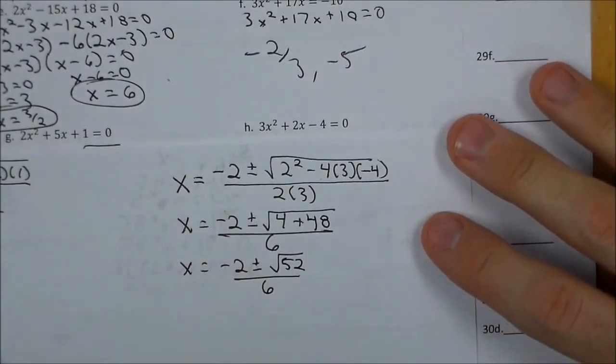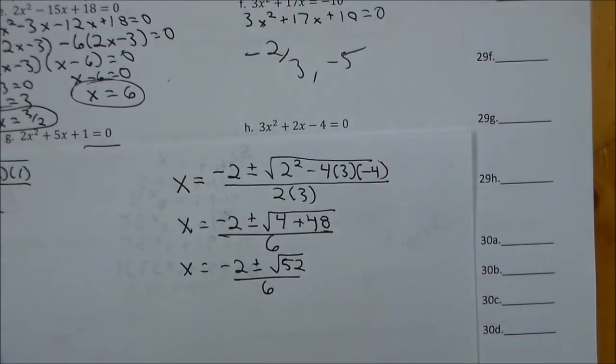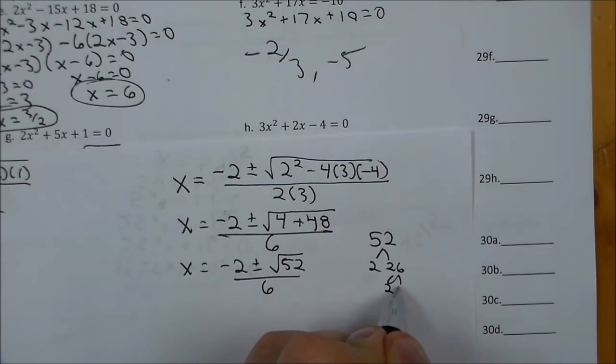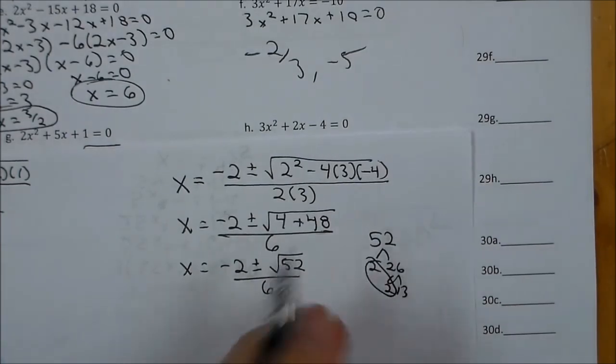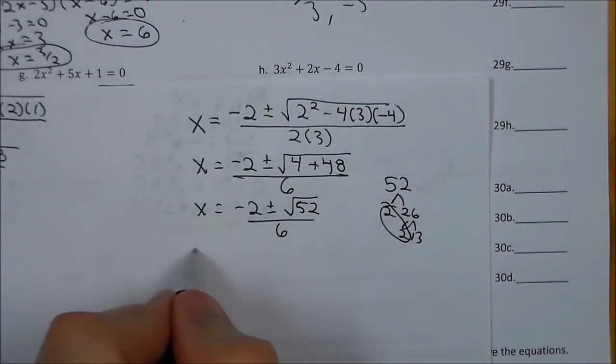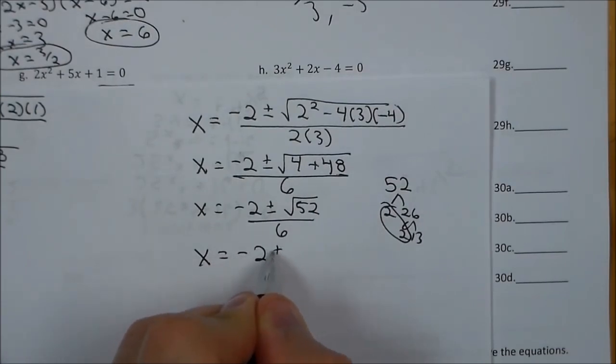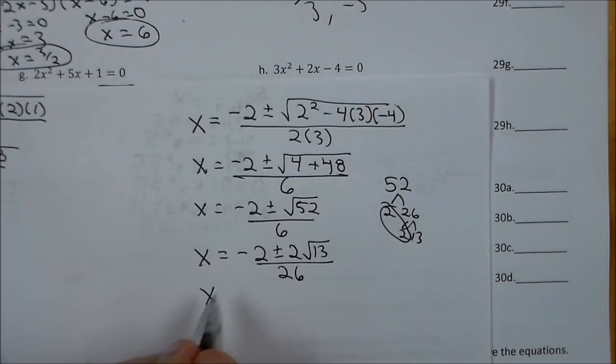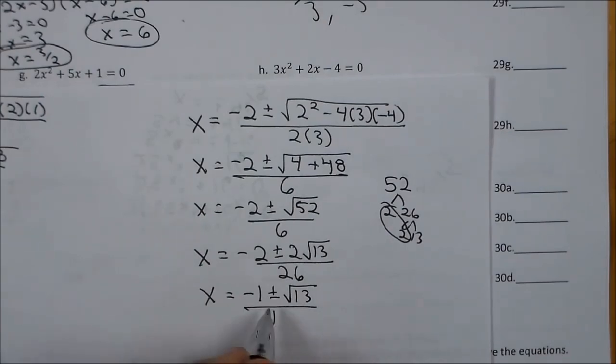Now we have to simplify the square root of 52 first. 52 is 2 and 26, which is 2 and 2 and 13. So this pair of 2's comes out. So now it's going to be negative 2 plus or minus 2 root 13 over 6. Now we can divide by 2, and it's negative 1 plus or minus the square root of 13 over 3.